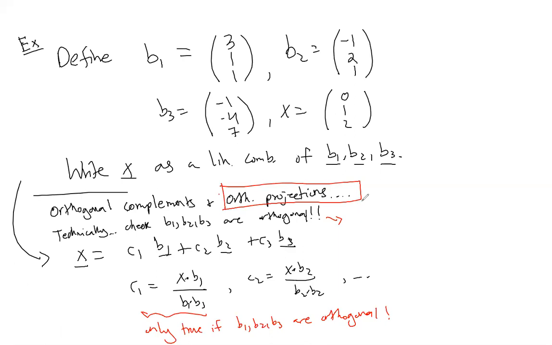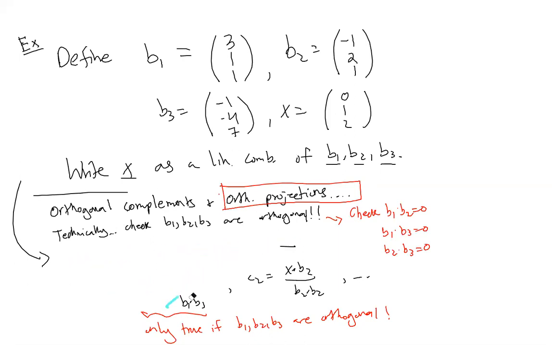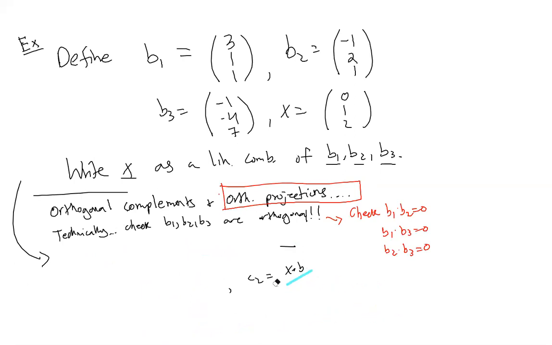Yeah, good question. So you need to check every single pair. You need to check B1 is orthogonal to B2, B1 is orthogonal to B3, and also B2 is orthogonal to B3. Because it's not true that if you have two vectors B1 and B2 that are orthogonal, and you take a third vector, B3, and check its dot product with B1 and get 0, that implies its dot product with B2 is 0. So you need to check all pairs.